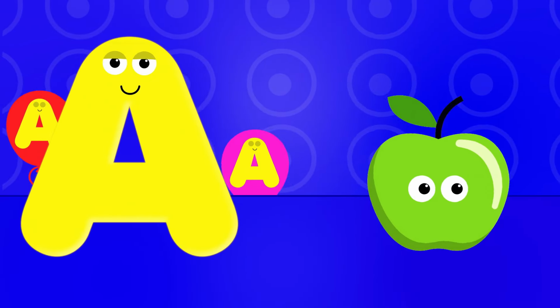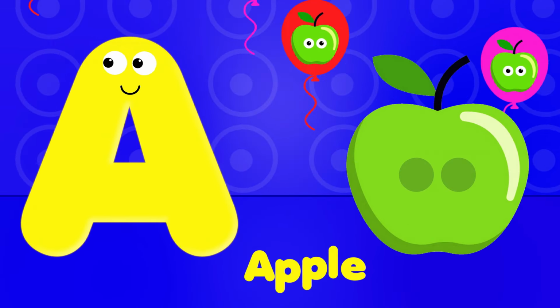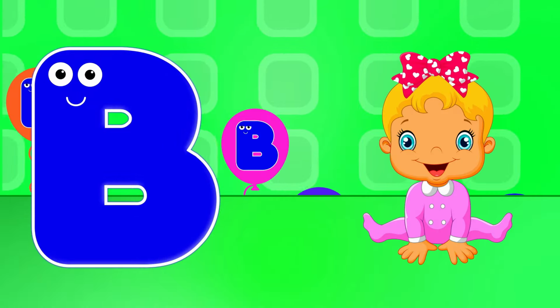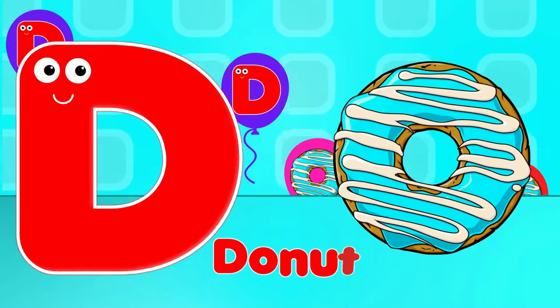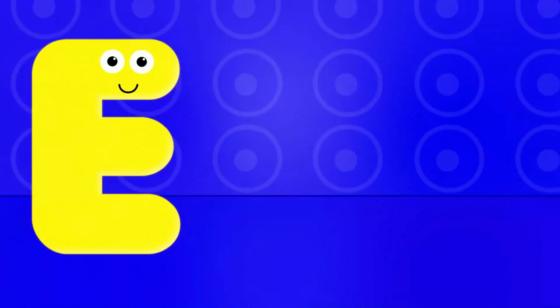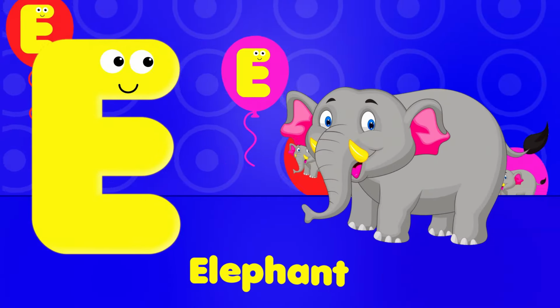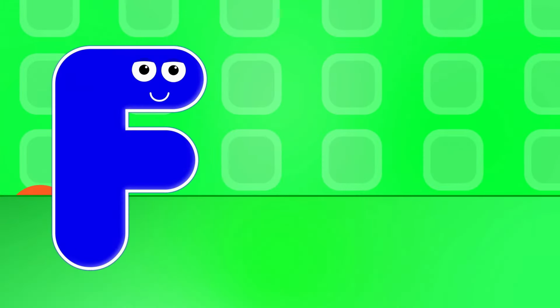A is for apple. Apple. B is for baby. Baby. C is for coconut. Coconut. D is for donut. Donut. E is for elephant. Elephant. F is for fairy.